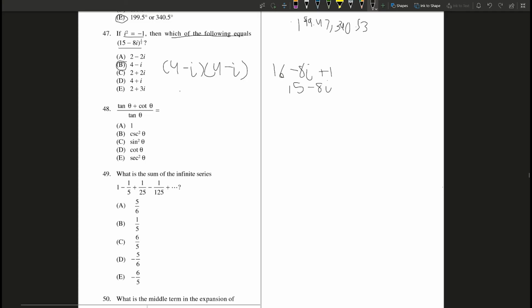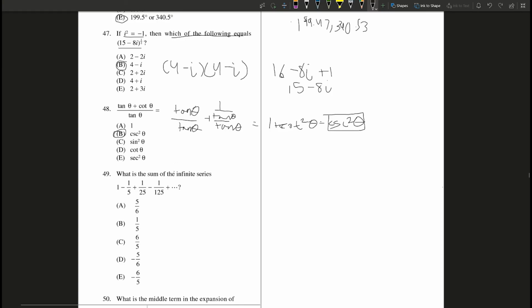48, I'm going to just write down the work and feel free to do it by yourself. It's a relatively simple problem. You just have to remember some trig identities. So it comes out to be cosecant squared of theta. That's answer letter B right here.